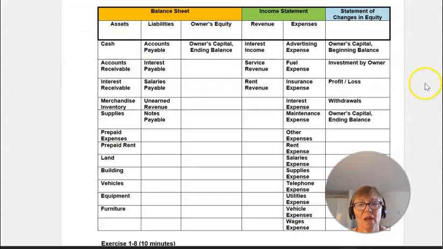Okay. So here's the filled in chart. Have a look and let me know if you have any questions. So for example, the profit and loss, we talked about that on the income statement, revenue minus expenses gives us our profit and loss, but the actual profit and loss number is on our statement of changes in equity as opposed to either a revenue or expense. Okay, capital beginning balance, capital ending balance. Owner's capital ending balance is also on our balance sheet as we talked about. So again, let me know if you have any questions.